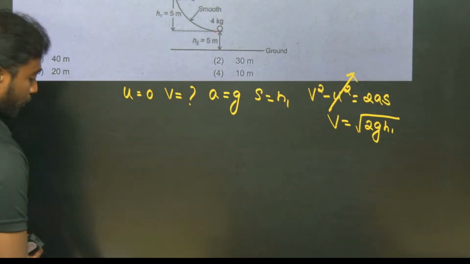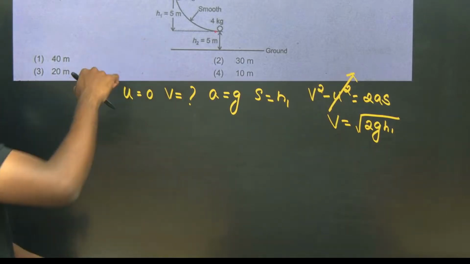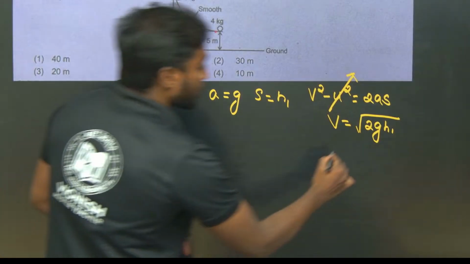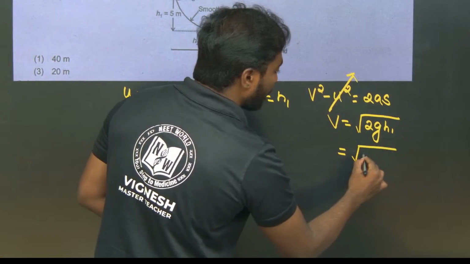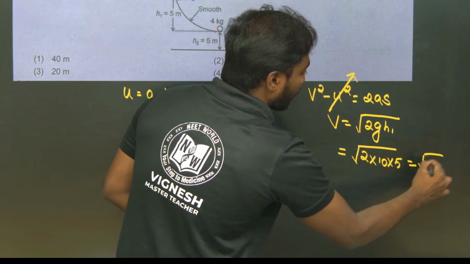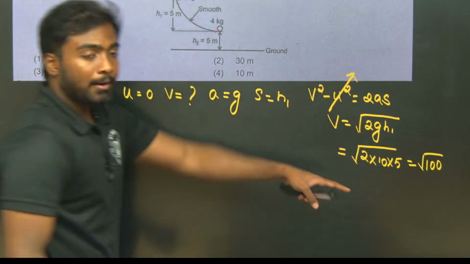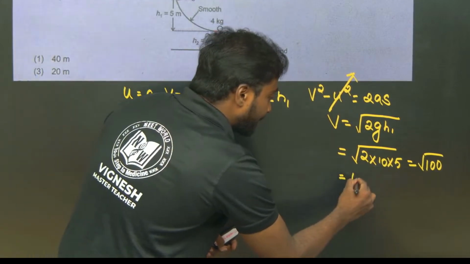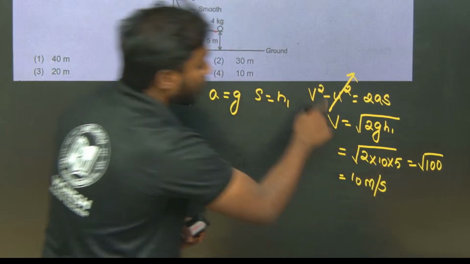So I need to find the velocity. Here what is the height given? 5 meter. So under root of 2 into 10 into 5, which is nothing but under root of 100. So 100 under root is 10 meter per second. So this is my velocity.